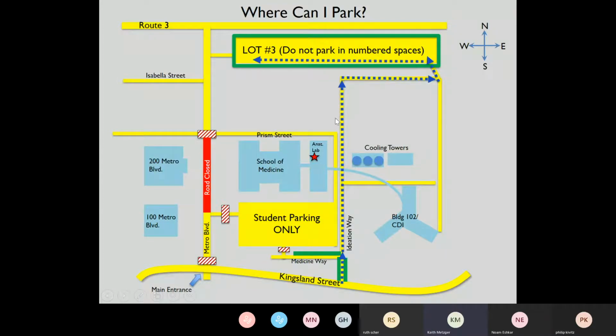If those are all taken, you're going to head up Ideation Way till it hits a dead end, make a right. You're going to make a left down a little decline, and then go all the way to this portion of Lot 3. You'll see where all the cars will be, and you'll see a little bus shelter as well.